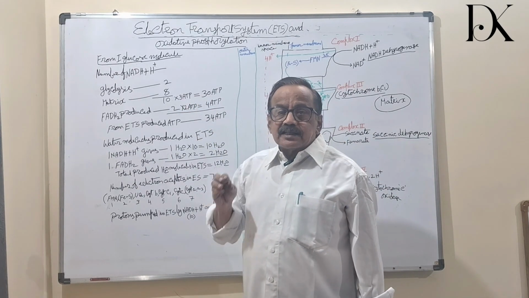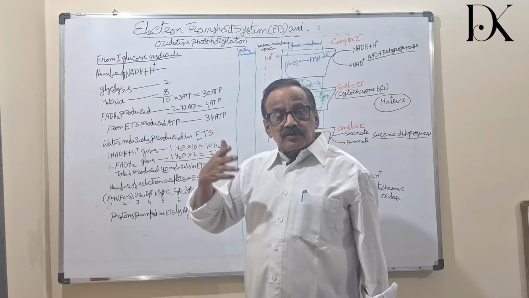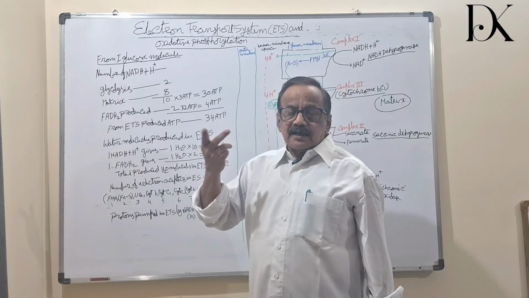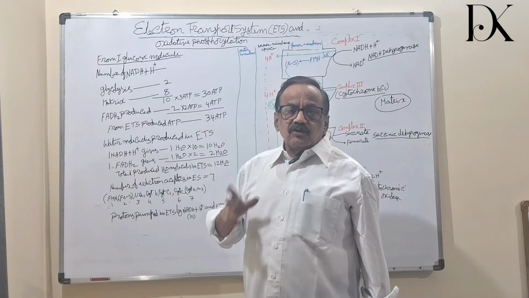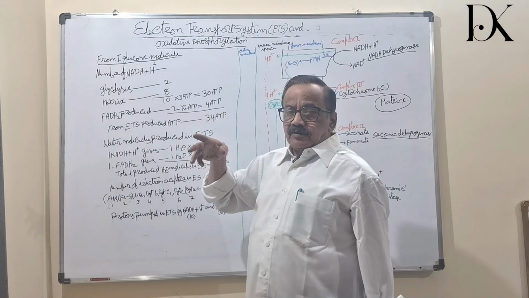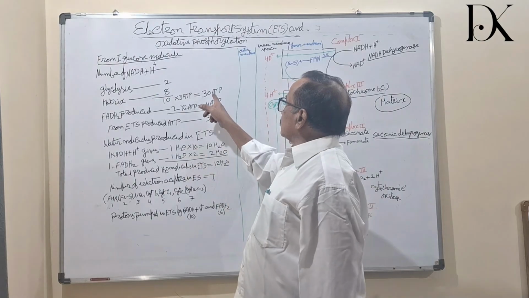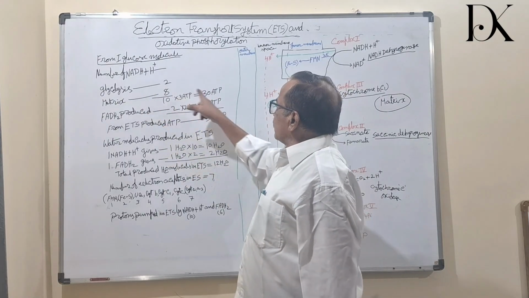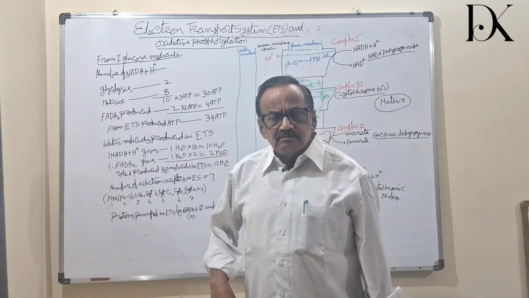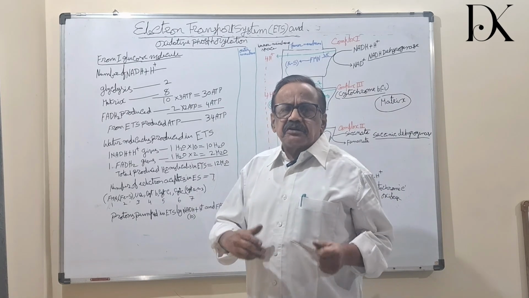NADH are produced in glycolysis 2 and in the matrix, link reaction and Krebs cycle, from one glucose molecule 8, and 3 ATP will be given by 1 NADH, so total is 30. The questions can be given from any angle. This is the explanation. Then only you will get the concept. If you know it, you can answer any question.